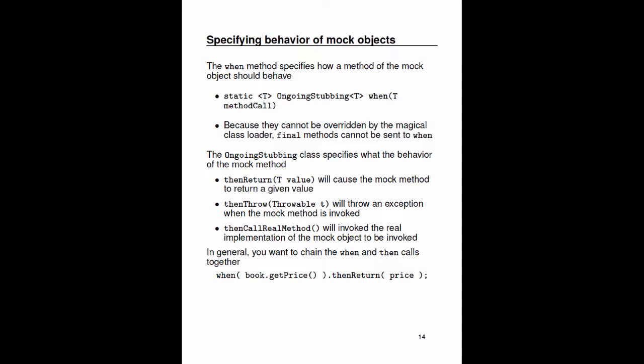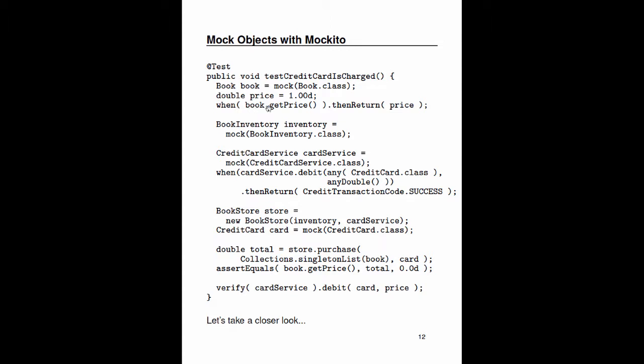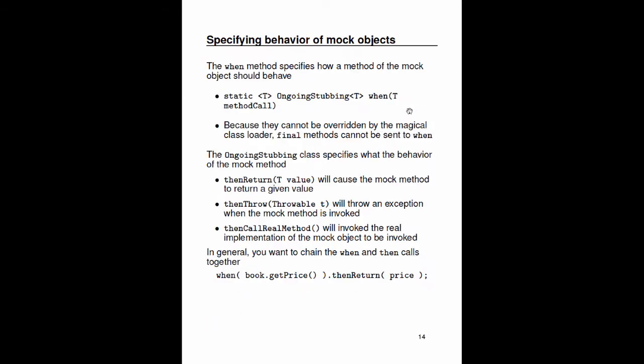Okay, so that's the mock method, which creates a new instance. There's also a method called when. And what when does is it specifies how a method of the mock should behave. Right? So let's go back to our example. When book.getPrice is invoked, then return the price. Okay, what does this look like from the API? The when method takes something of type T and returns an object that is called the ongoing stubbing of type T. Ongoing stubbing, I don't really know why it's called that, but what it allows you to do then is call methods like thenReturn some value. So like we saw, when book.getPrice is invoked, then return our price.